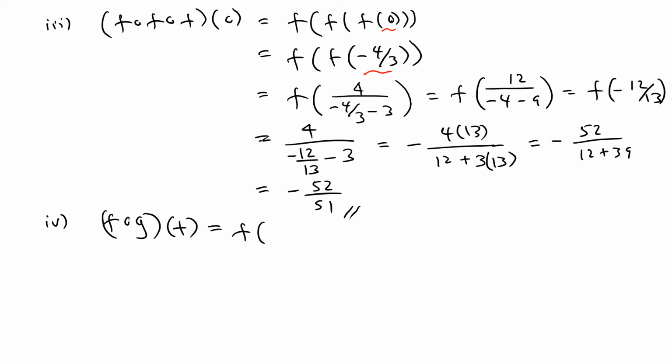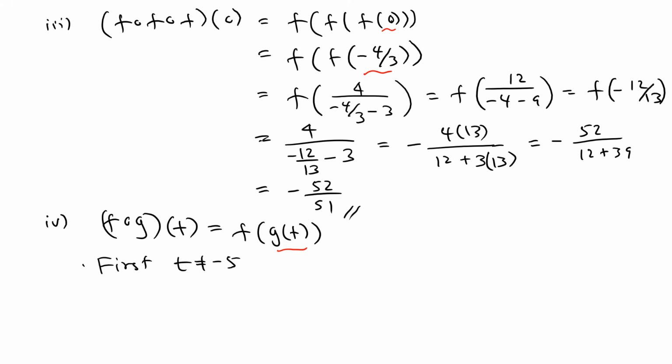Okay, so the last part of that problem is f circle g of t, which is f of g of t. Now we have a rational function, so you have to be careful what kind of domain we have. First, t cannot be negative 5, because in the g function t cannot be negative 5. That's the first condition from the g function.